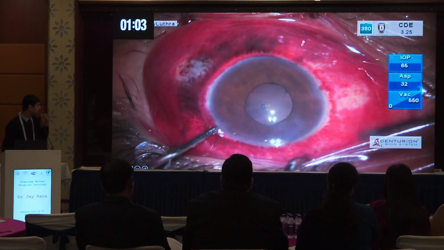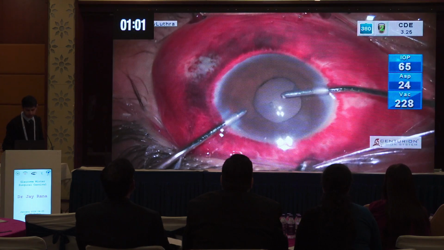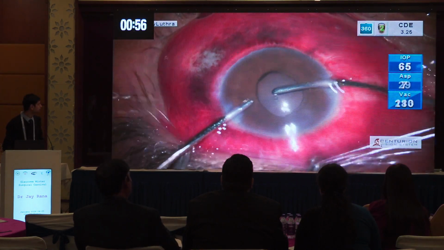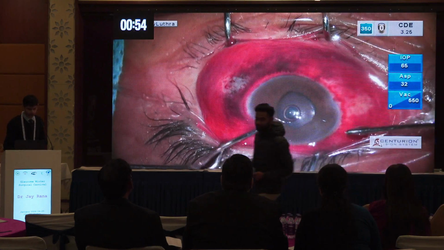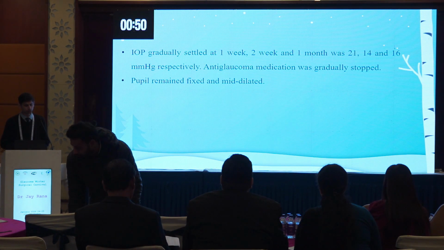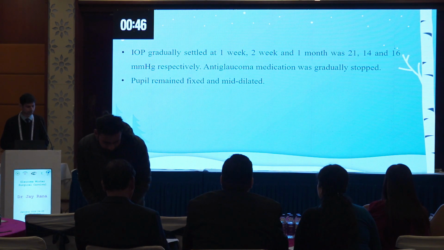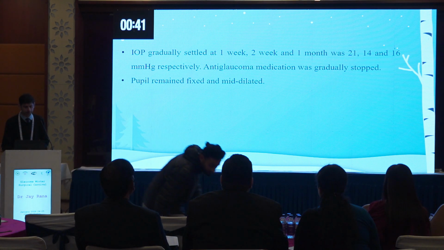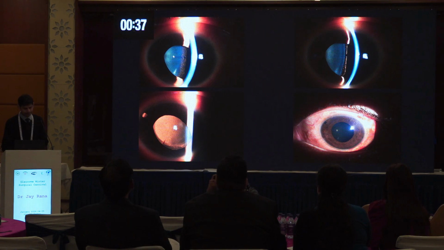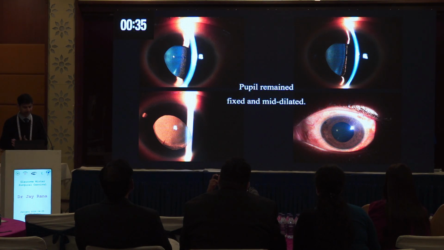So you can see how severe the subconjunctival hemorrhage was, and AC wash was done on post-op day 2, and the ICL footplates were repositioned. IOP gradually settled at 1 week, 2 weeks, and 1 month at 21, 14 and 16 mm of mercury respectively. Anti-glaucoma medications were gradually tapered. The pupil remained fixed and mid-dilated.